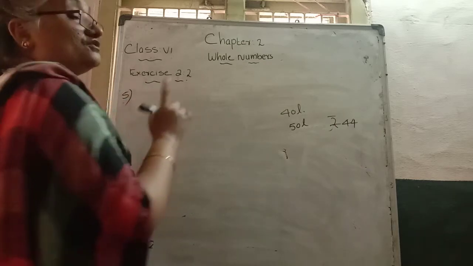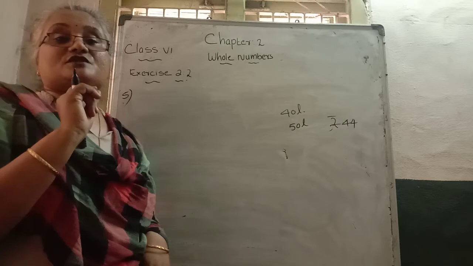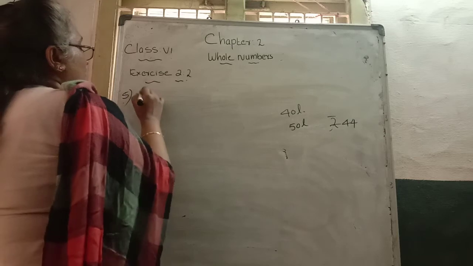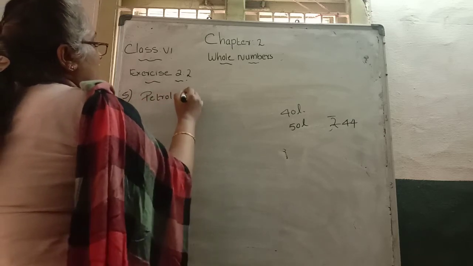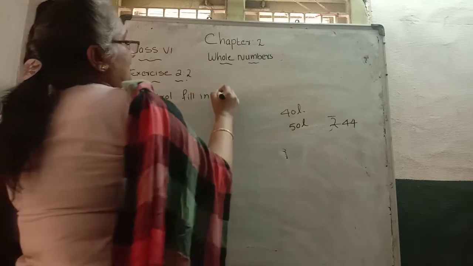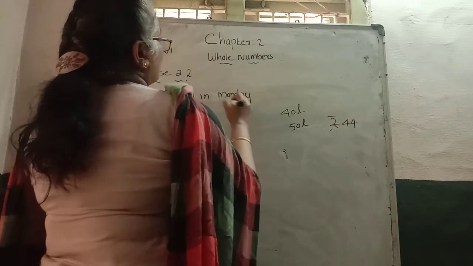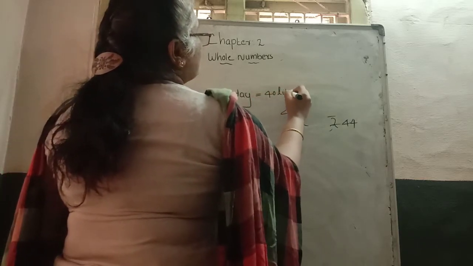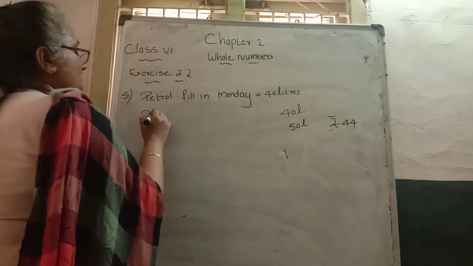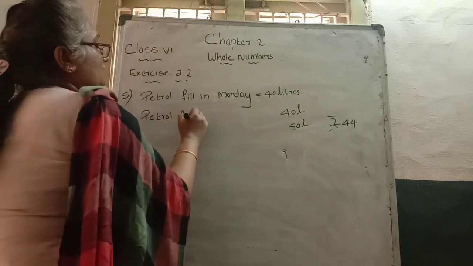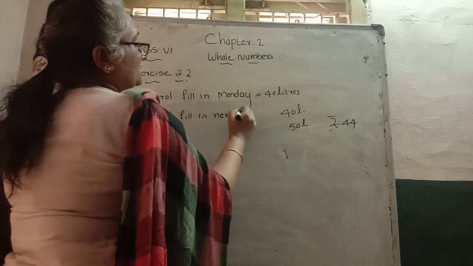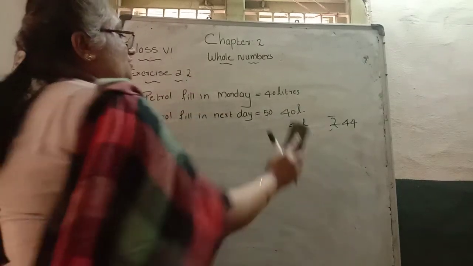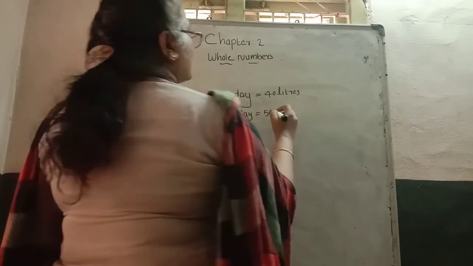So how to write this one? Fifth word problem. First, word problem case steps we must follow. Petrol filled on Monday, first day is Monday. How much petrol filled on Monday is equal to 40 liters of petrol. Then second day, that means petrol filled on the next day. They don't mention which day, they are telling next day. How much liter petrol? 50 liters of petrol.